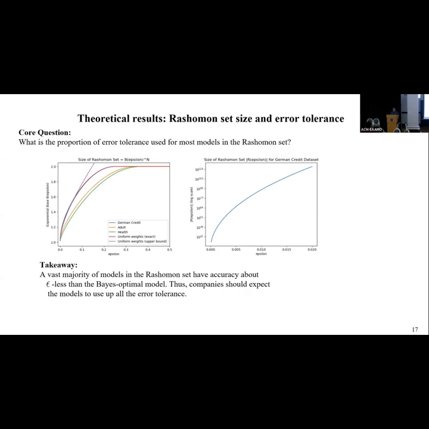One can also prove that a vast number of models in the Rashomon set have accuracy about epsilon less than the base optimal model. And since Rashomon set size increases with epsilon exponentially, many models are on the edge. So hence, while companies should push the epsilon naught as much as possible, they should expect all of the error tolerance to be used up. So there's a bit of a trade-off there.